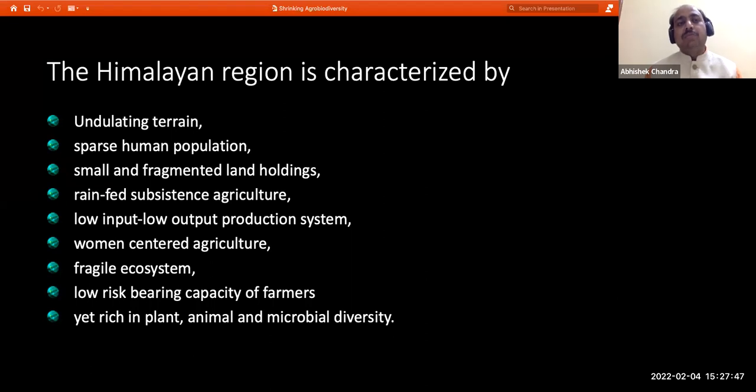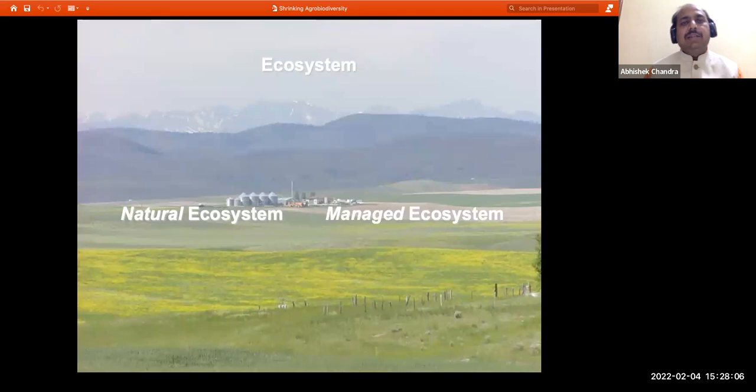We are doing so much research on the basis of this, all these points are defined, and this is the conclusion. Because it is a fragile ecosystem, with low risk-bearing capacity of the farmer, and said to be rich in plant, animal, and microbial diversity. As I already said, it is a managed ecosystem, and it is surrounded by the natural ecosystem.